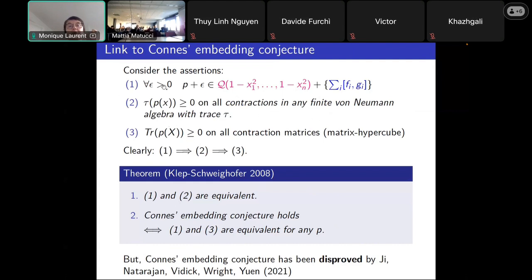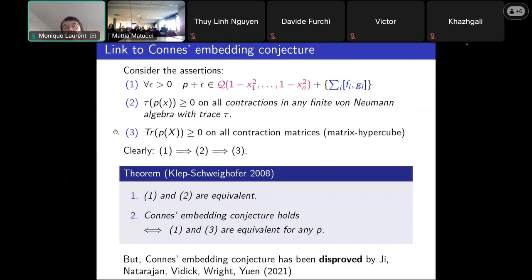So you have these three conditions: membership in the tracial quadratic module, positivity on contractions in a finite von Neumann algebra, and positivity on the matrix hypercube. And you may wonder, when are these three things equivalent or not? What Klep and Schweighofer showed is that Connes' embedding conjecture holds if and only if the membership question is equivalent to positivity on the matrix hypercube. So this was open, but now it's disproved. We know that Connes' embedding conjecture doesn't hold, so we know that these things are not equivalent.